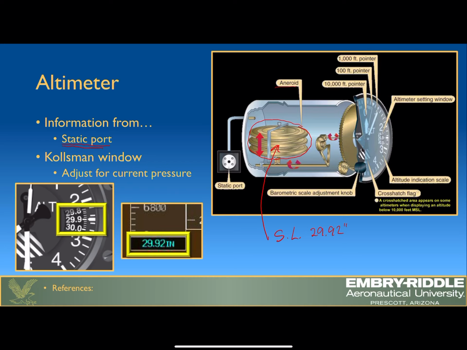Now you'll notice the static port is connected to the case that holds the altimeter. So inside what we call the case of the altimeter, all it does is sense the outside air pressure. So as we go up in altitude, we know that the pressure should decrease. We get a decrease in pressure, which means that the pressure inside that wafer compared to the outside is going to increase. So my example that I always give is think of a balloon.